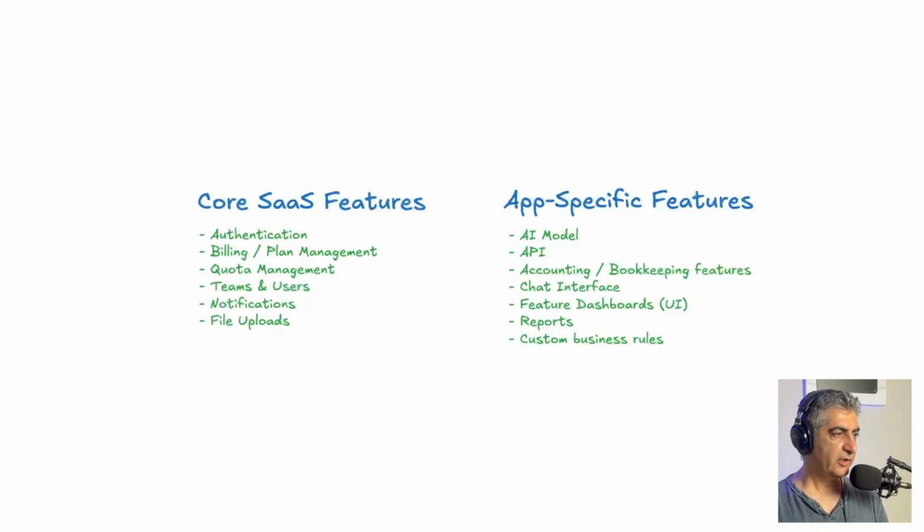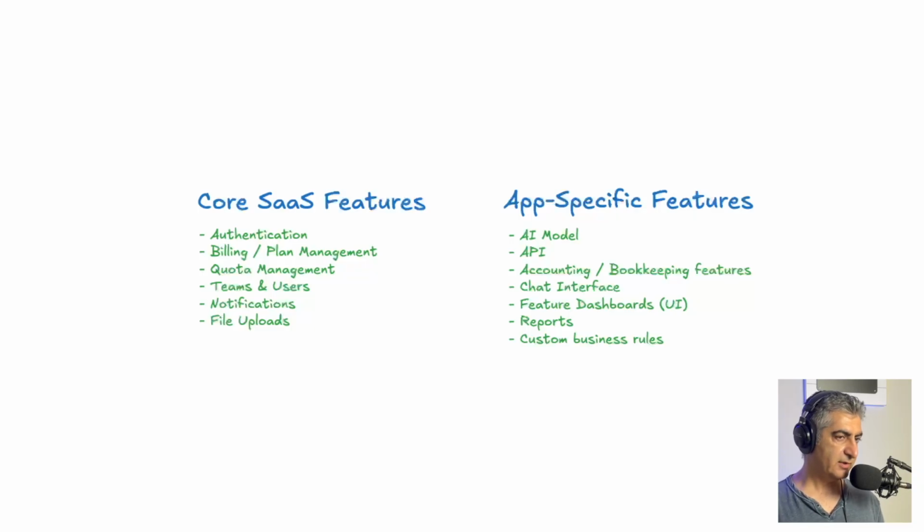So the first thing I want to talk about is the difference between what I call core SaaS features and application-specific SaaS features. So your core SaaS features are things like authentication, billing, plan management, quota management, teams and users, notifications, file uploads, just all the things that you find in pretty much every SaaS product or most SaaS products, give or take a little bit. And then you have your application specific features.